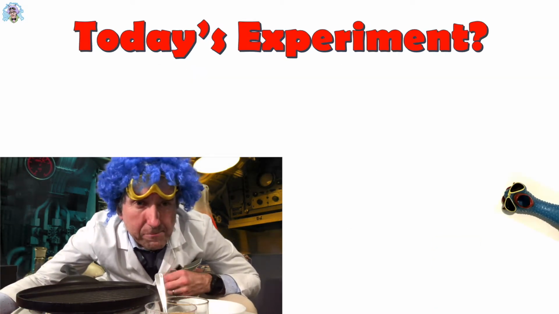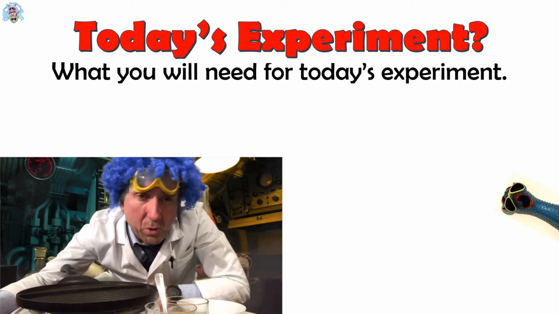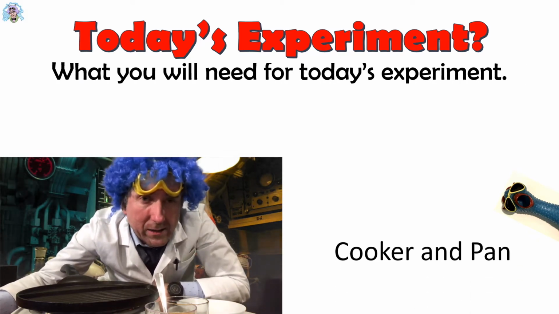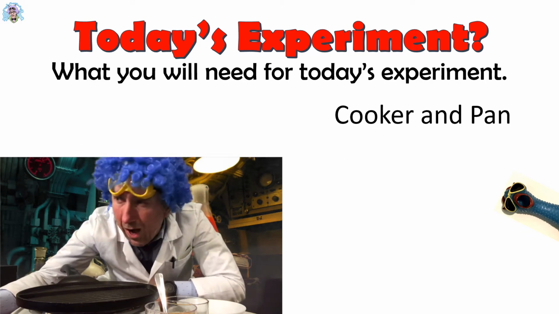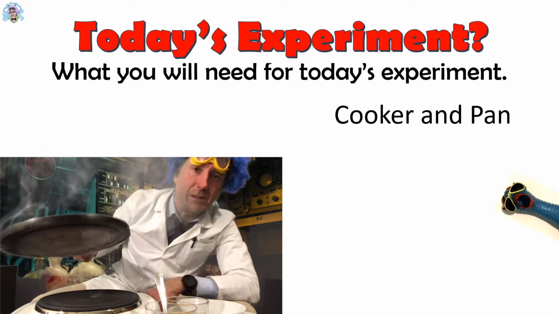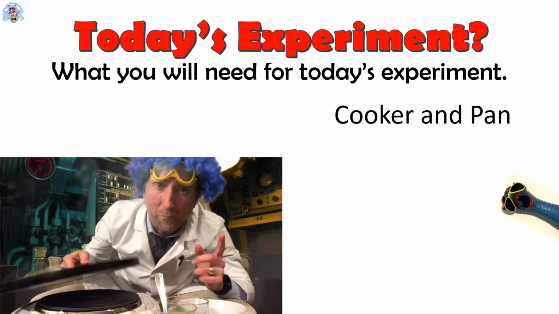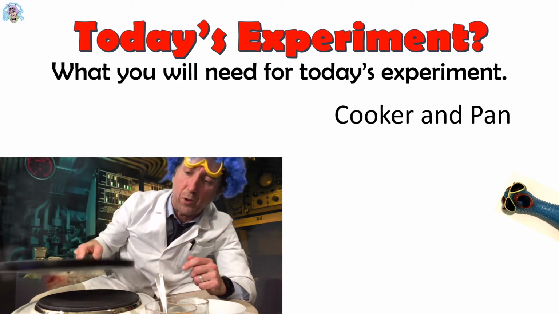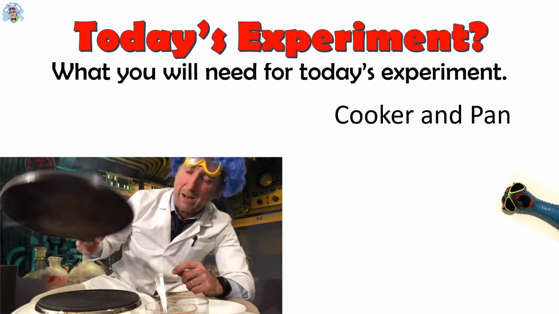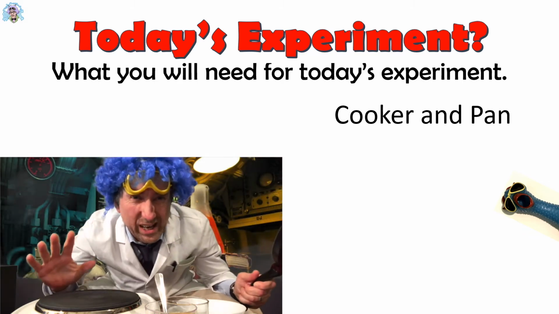Okay, so today's experiment, as we talk about the states of matter, you will need the following things. You will need, number one, a cooker or a pan. Now I've got a little skillet here, whoa, and a little bit of gas just went by, or smoke, which is a form of gas. So you've got the cooker there, and I've got also the pan. Now that's getting quite hot, so be very careful, kids.